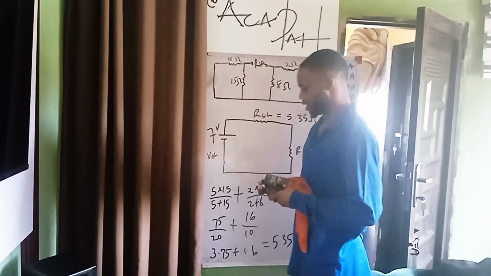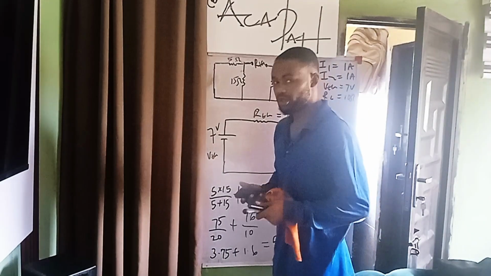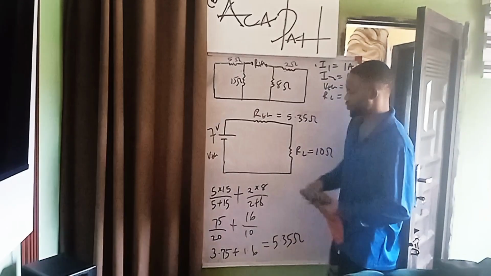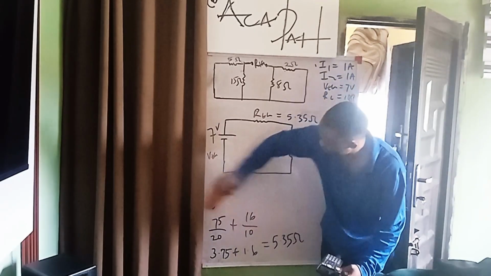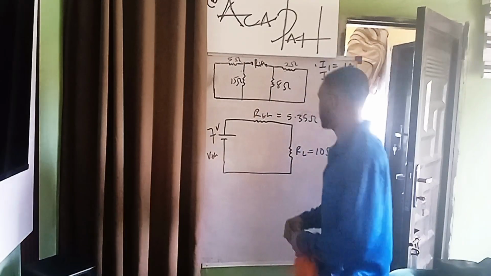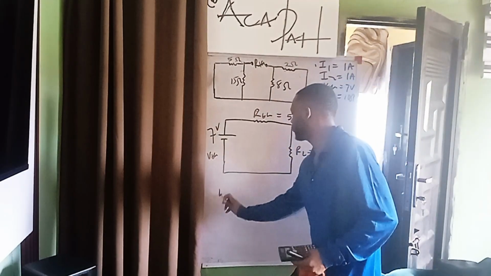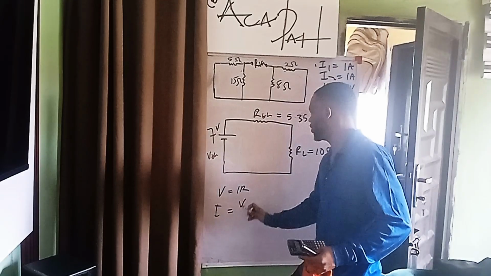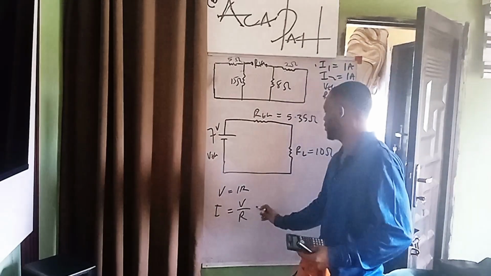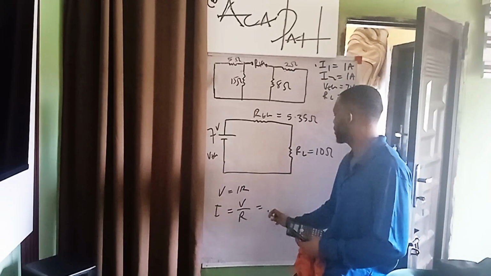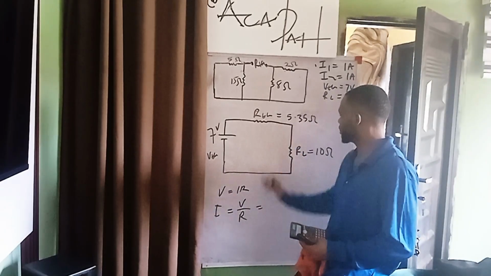So now that we've noted that, remember the question asked us to find the current in the 10 ohm resistor. Since they are in series, all I need to do is to simply say, from Ohm's law, V equals IR, so I is equal to V over R. And notice that the R here is going to be the total resistance in this.